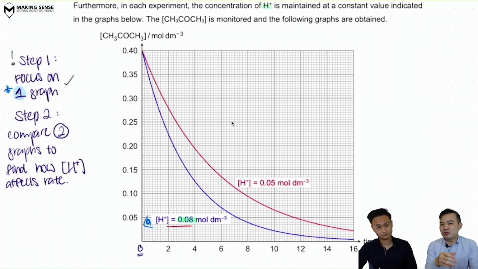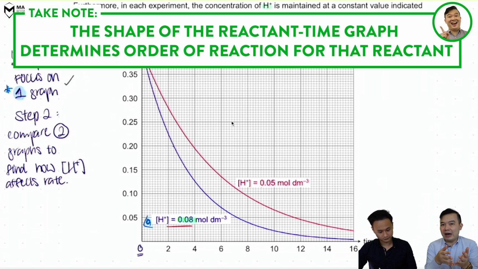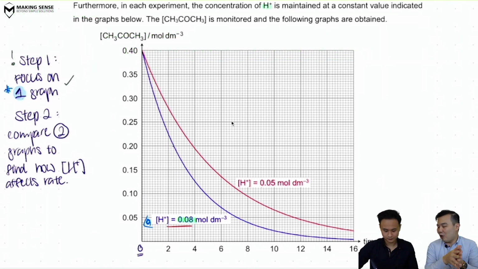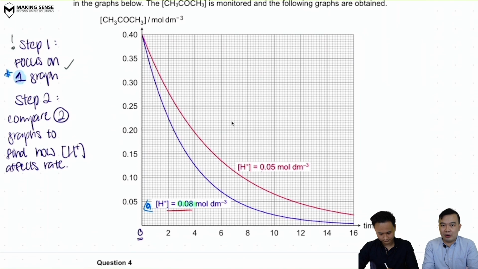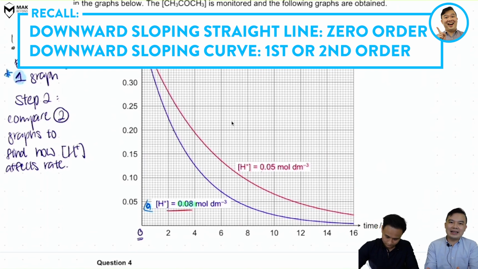The first step is to see the shape of the graph. Now, if the graph was a downward sloping straight line, Mr. Tim, what order do you think that will be? Downward sloping straight, zero order. Yes, that's exactly what we discussed just now from the table on top. But this is obviously not a straight line. This is going to be a curve. So I need to suspect perhaps it's going to be first or second order.